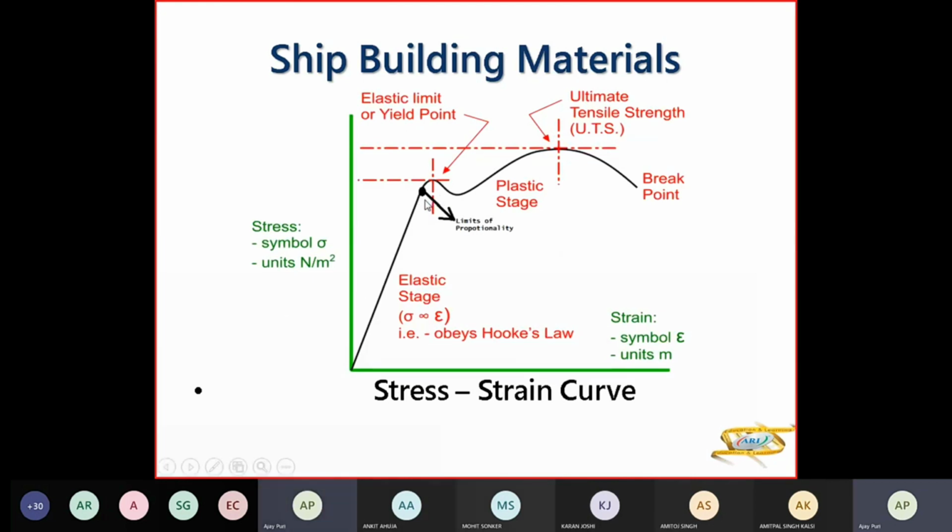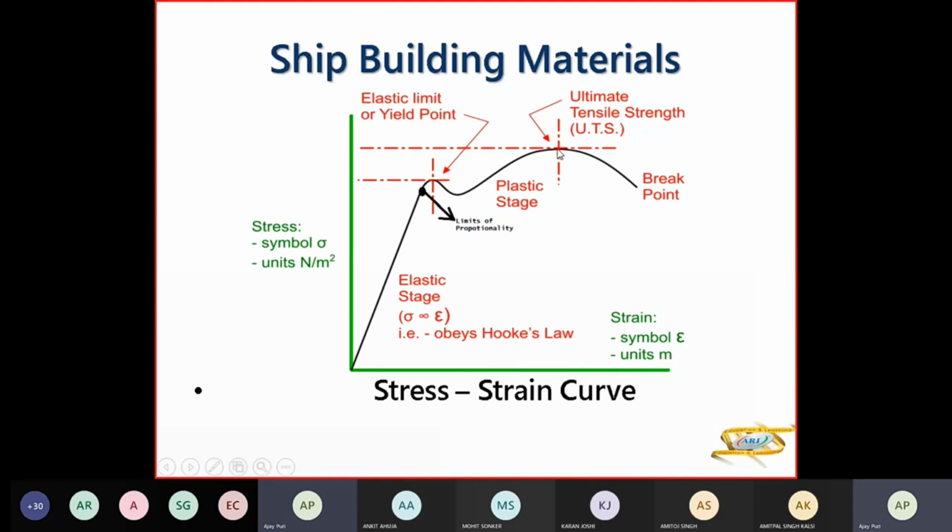This point is the limit of proportionality. This is the yield point. This is the elastic phase. This is the plastic phase. Between this point and UTS, you have strain hardening, and between UTS and the break point, you have necking. And the entire area under this curve is a measure of toughness.